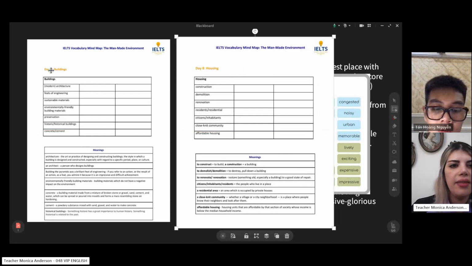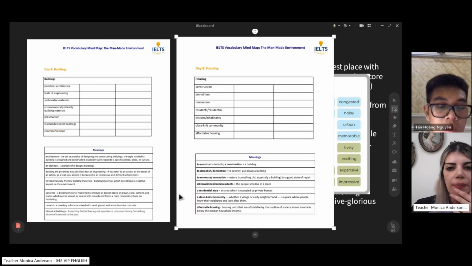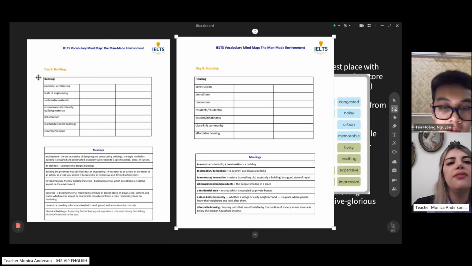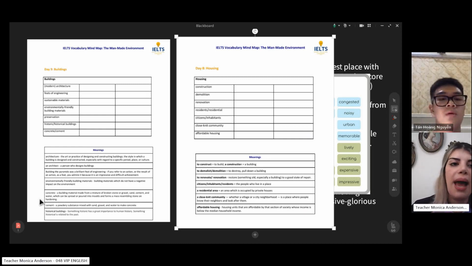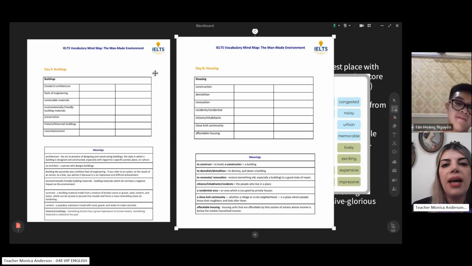Okay, can you see these two sheets? Yeah. Okay, as you can see, the first one is about building, the second one is about construction and housing. So let's read these essential words that you need to know if you want to write about man-made environments, if you want to talk, explain, and describe a map. The first one is about housing.